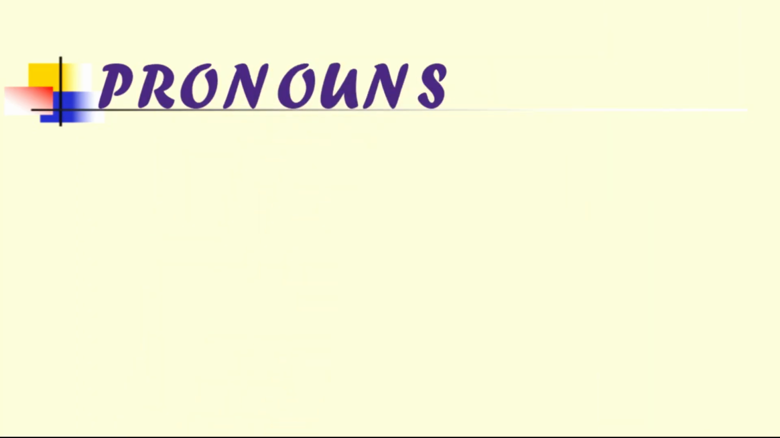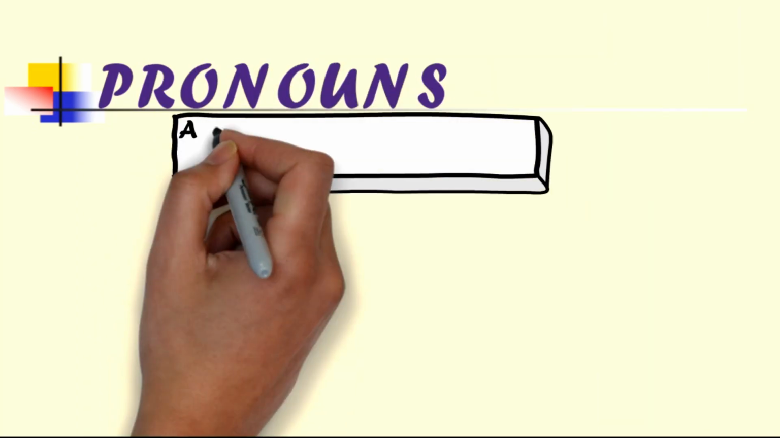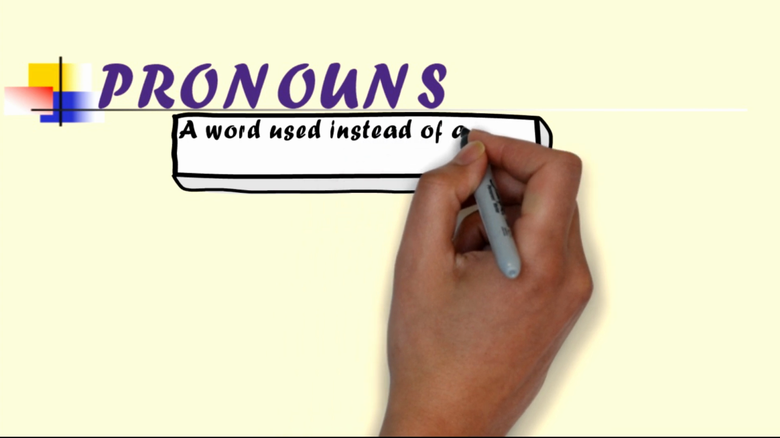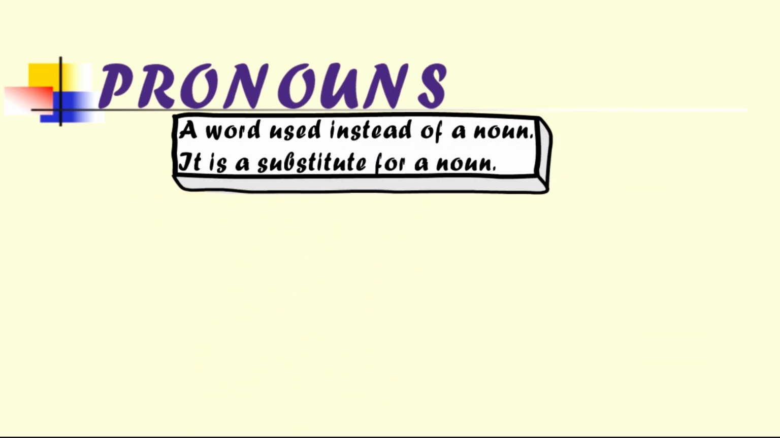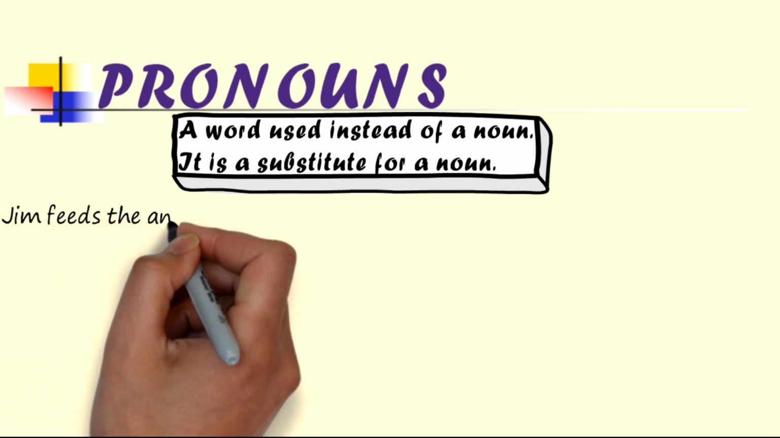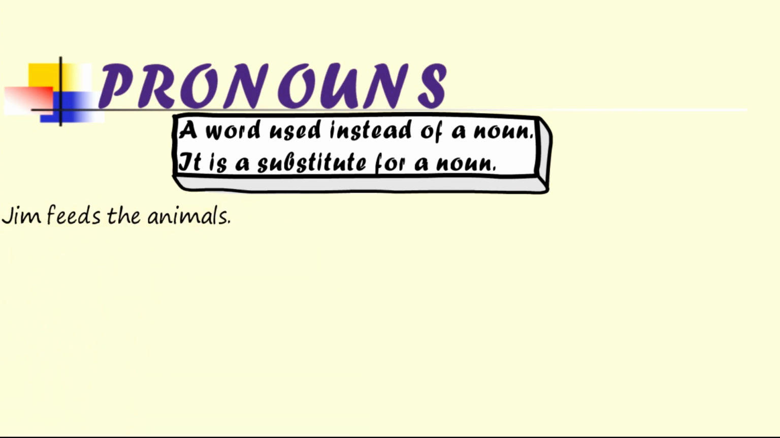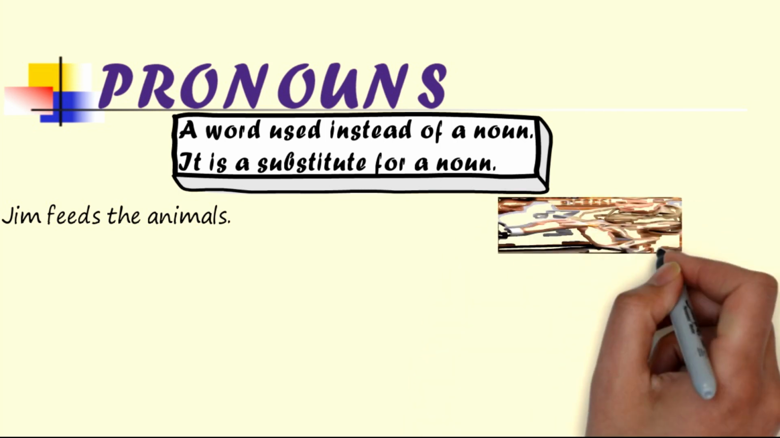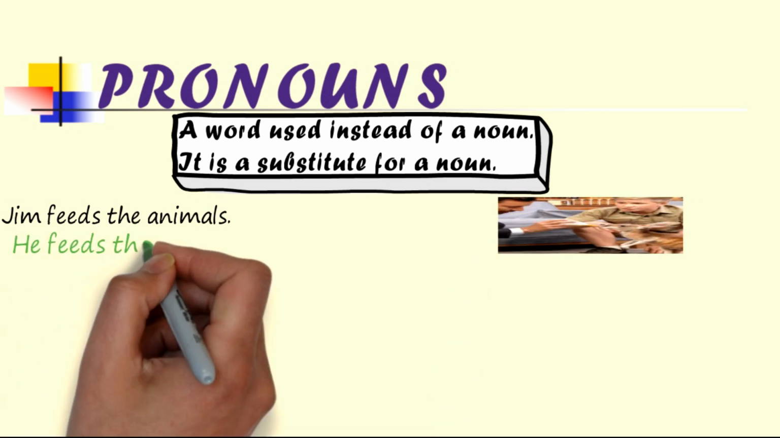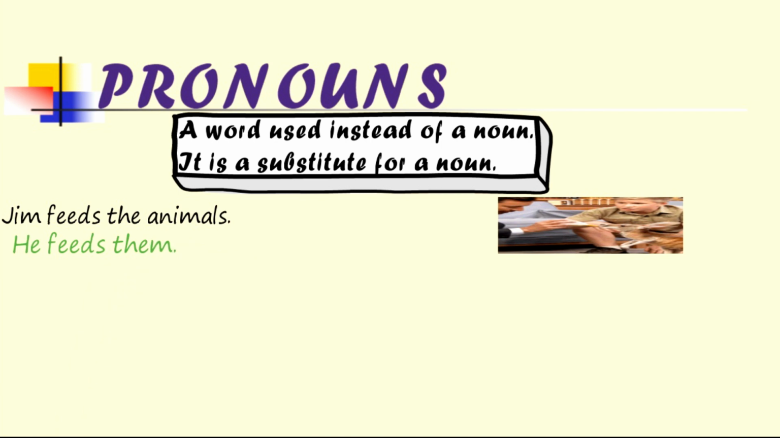Pronouns. A pronoun is a word that is used instead of a noun, in the place of a noun. It is a substitute for a noun. As in this example, Jim feeds the animals. Jim is a boy, so the pronoun that replaces Jim is he. He feeds them. Them replaces the animals.